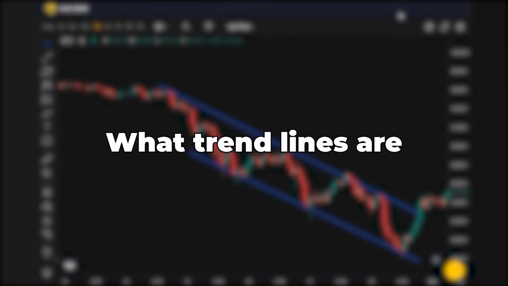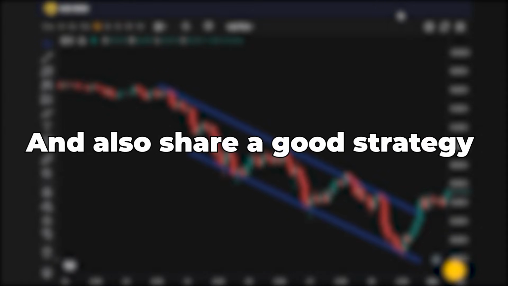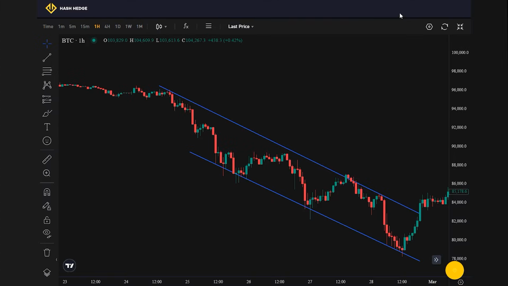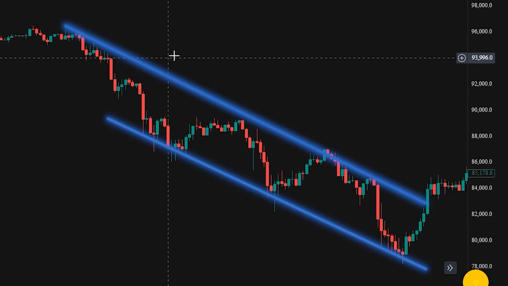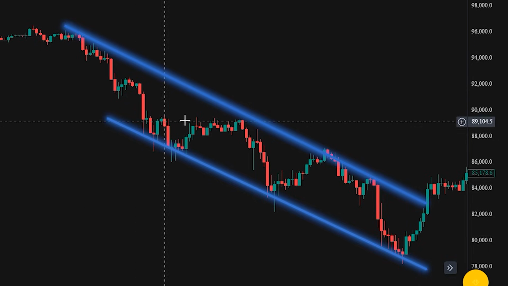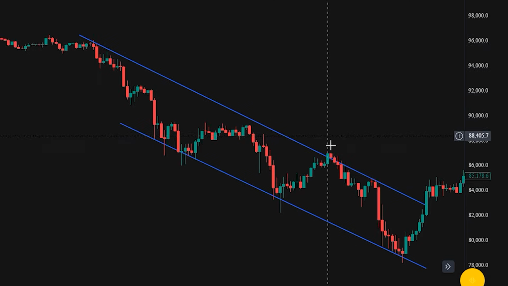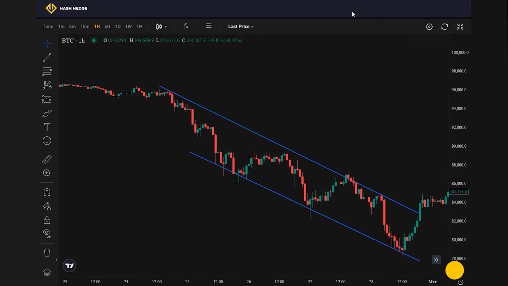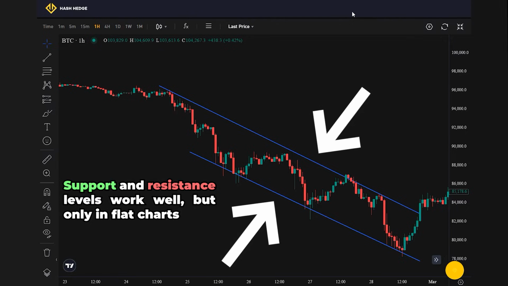I will tell you what trend lines are, how to build them correctly on the chart, and also share a good strategy on how to filter signals on trend lines. Many traders, when they start to mark some levels on the charts, limit themselves to support and resistance levels. They draw only horizontal support or horizontal resistance, from which they look for bounces up or down. And yes, support and resistance levels work well, show good signals, but only in flat charts.